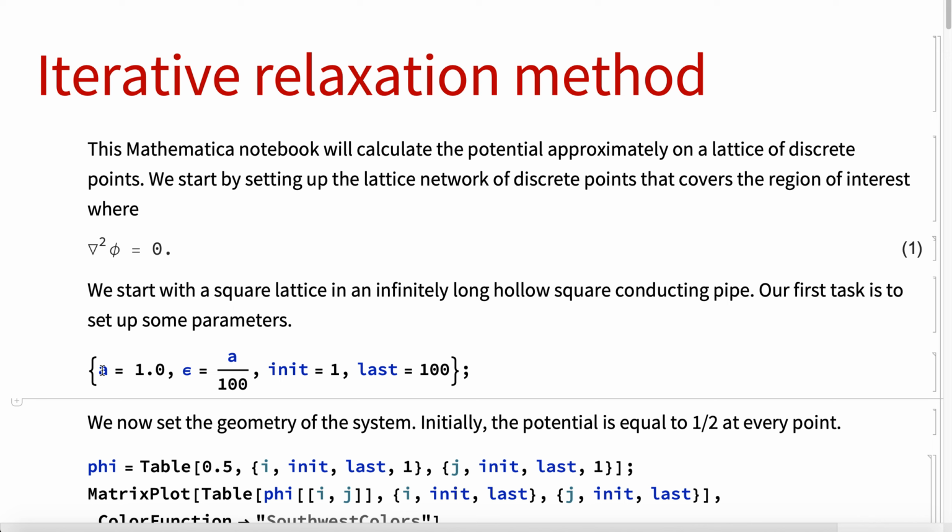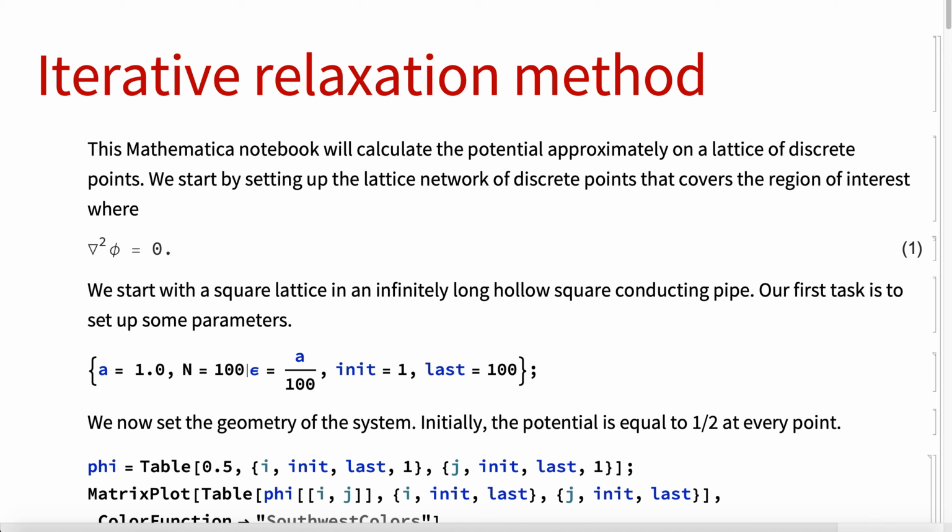This is the lattice constant. This is how many points actually here. I'm gonna add something. This is how many points are gonna go in each direction, and I'll call it n max. And here I'm gonna change this to n max. And the last one is gonna be n max.